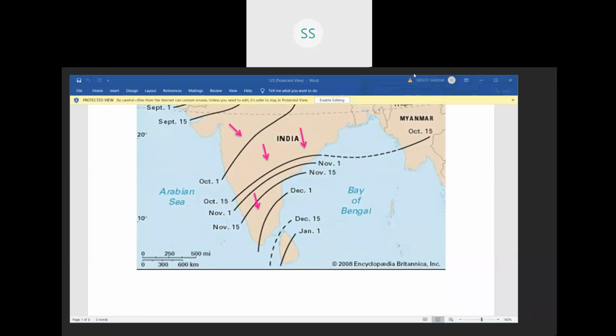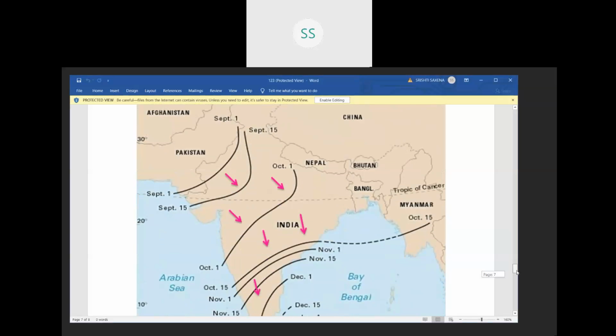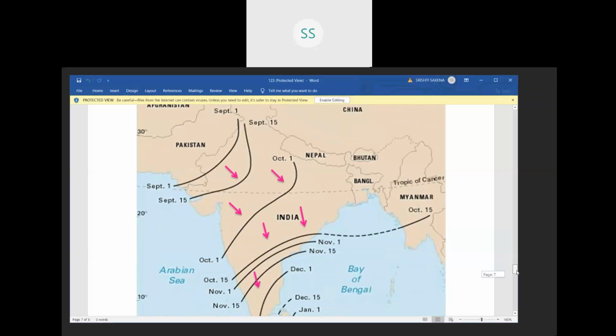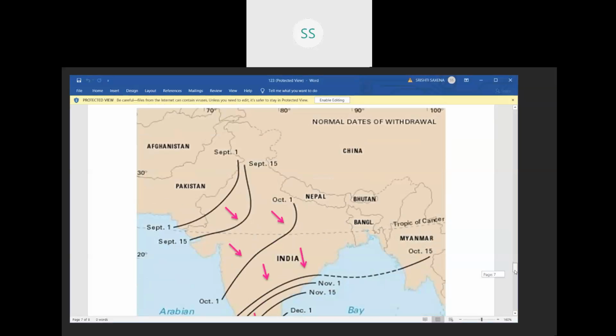These are all the figures, children, which I have shown you. So whenever you are listening, go to these figures and see what they are. You will understand through the figures, children. There is no need to read from the chapter line to line. This is mainly a concept based chapter, which you need to understand with the figures only. So that's your withdrawal of the monsoon, children. I hope you are clear with the figure.